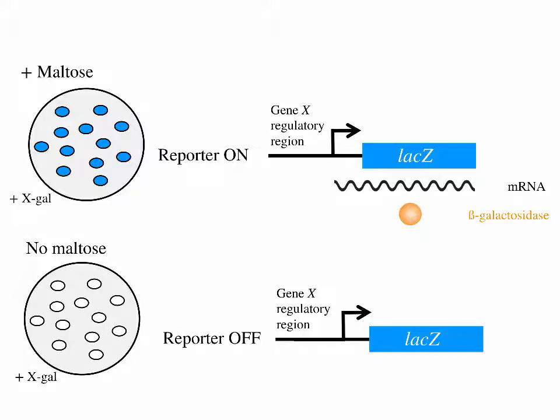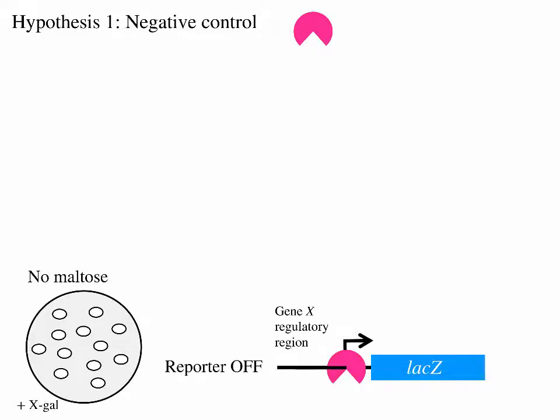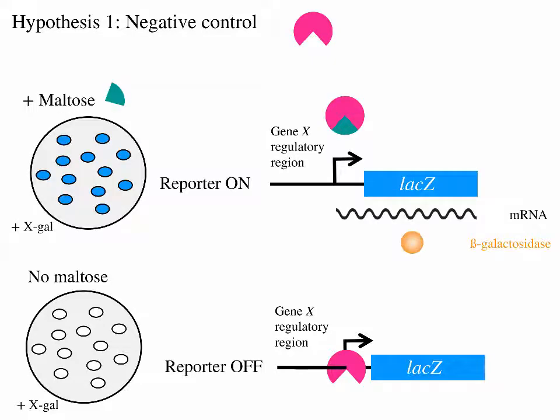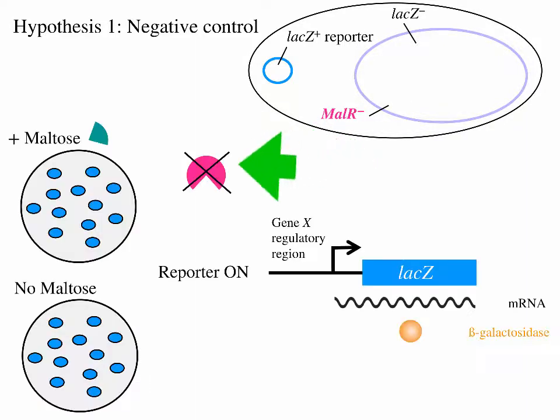How can we explain the maltose responsiveness of this gene's regulatory region? One possibility is that an allosteric repressor protein exists, analogous to the lactose repressor. In the absence of maltose, the repressor binds to the gene's operator and blocks transcription. When bound to maltose, the repressor cannot bind the operator, and so the gene is transcribed. If the negative control hypothesis is correct, in a strain with a loss-of-function mutation in the gene that encodes the repressor, no repressor will be made, and so the reporter gene is transcribed constitutively. Beta-galactosidase is made and colonies are blue whether maltose is present in the medium or not.